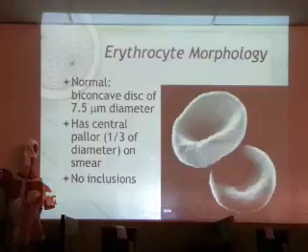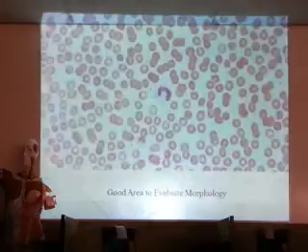Now, inside the red cells are all kinds of things. There's some protein and so forth, and a very important protein is hemoglobin. But there is no inclusion, no nucleus, no chromosome, no granules. It should be nice and smooth.